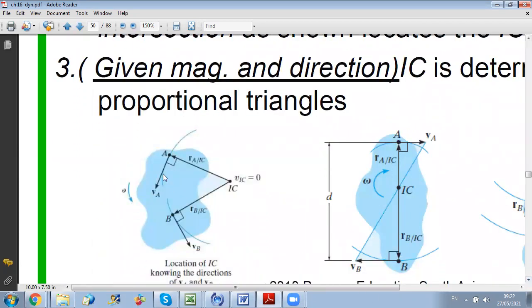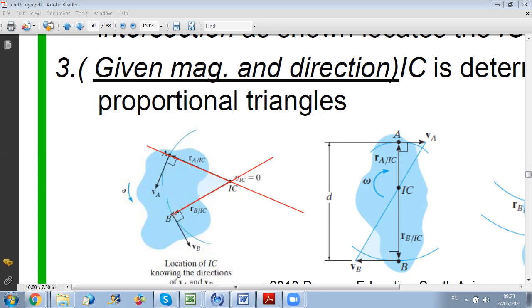Okay. Look, for example, if I know 2 points on the body, I know the direction of velocity of the first, and the direction of velocity of the second. From the property of the IC, the IC should always be located on the line perpendicular to the velocity. So if I know the direction of VA, I can say that the IC should be on the line perpendicular to VA. And if I know the direction of VB, the IC should also be on the line perpendicular to VB. So the IC can then be determined as the intersection of these two lines. And as you can see here, the instantaneous center is outside of the body. It is in the plane of motion of A and B, but it can be outside the body. Okay? So this is a method to find the instantaneous center if I know the velocities of 2 points.